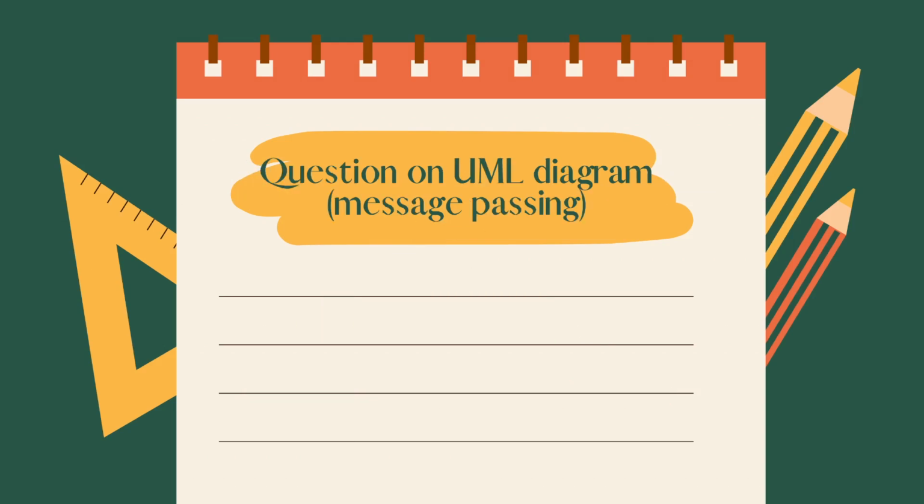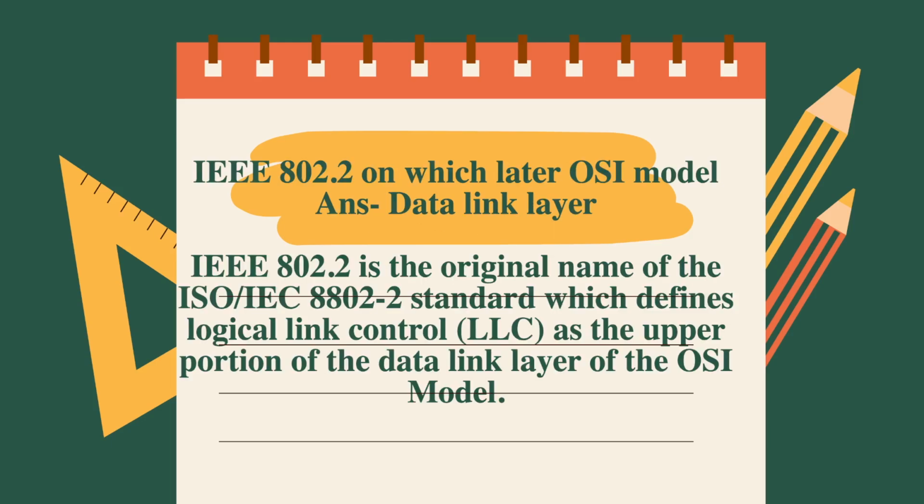Then there was a question on a UML diagram regarding some message passing. And there was another question: IEEE standard 802.2, in which layer of the OSI model is it? The right answer was data link layer. The original name was ISO IEC 8802 standard, and it defined the logical link control layer. We are aware that LLC is a part of our data link layer, right? We have MAC and LLC: media access control and logical link control.